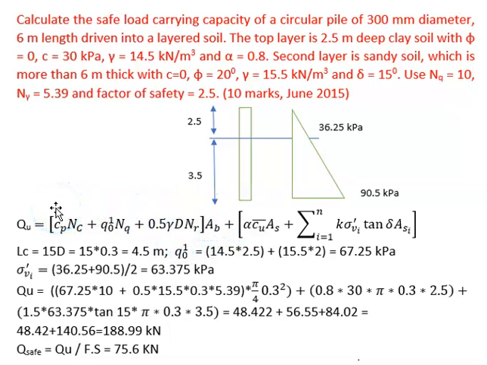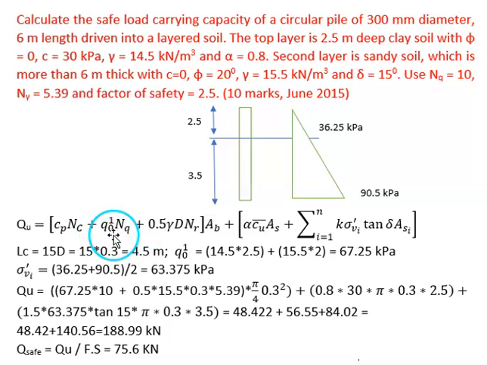So we have to take the soil properties corresponding to the pile tip. Corresponding to the pile tip, since the second layer is cohesionless soil, there is no C value, C equal to 0. So the CNC term will not be there. Then Q naught dash NQ.